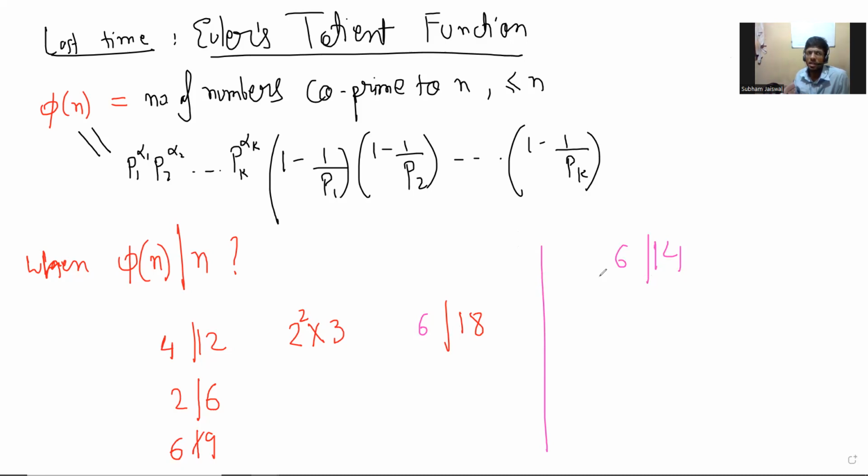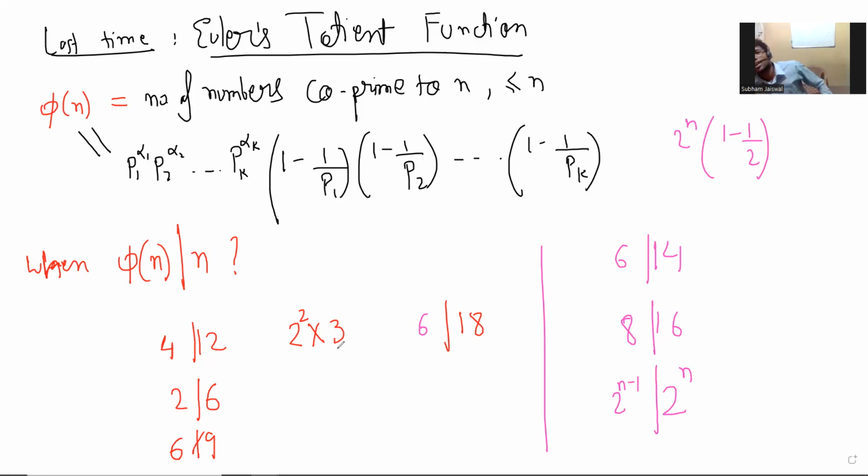It works for 16. Okay. So what is phi of 16? It is 8, right? So it works for any power of 2. What is it for 2 to the power n? It is half of it, right? So certainly works. So 6 is not the only one.